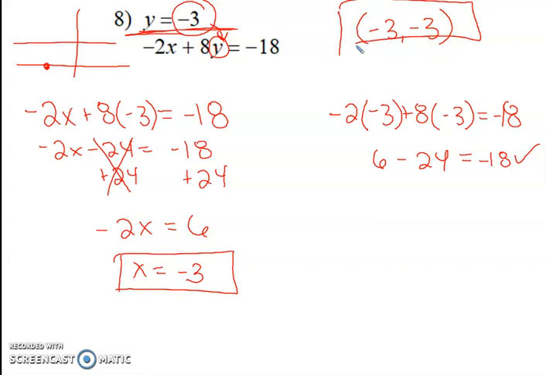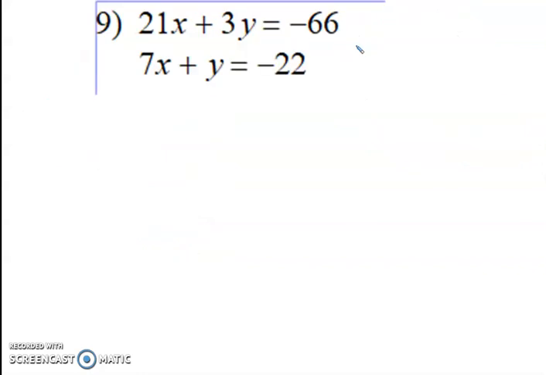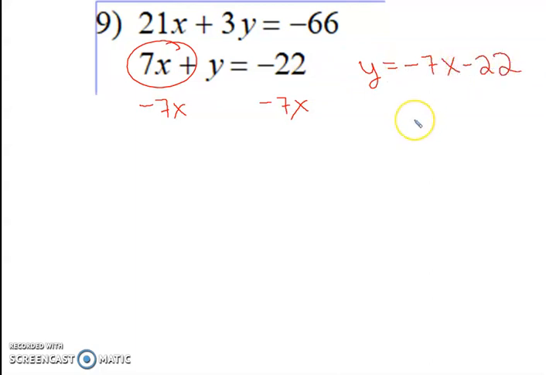Okay, and it's pretty easy when one of them is solved for y. Here's where it gets more complicated. Look at number 9. Are any of those solved for y? What's going to be the easiest one to solve for x or y? The bottom. How am I going to get rid of this 7x? Subtract it. 7x, 7x. So I'm going to rewrite this problem as y equals negative 7x minus 22.